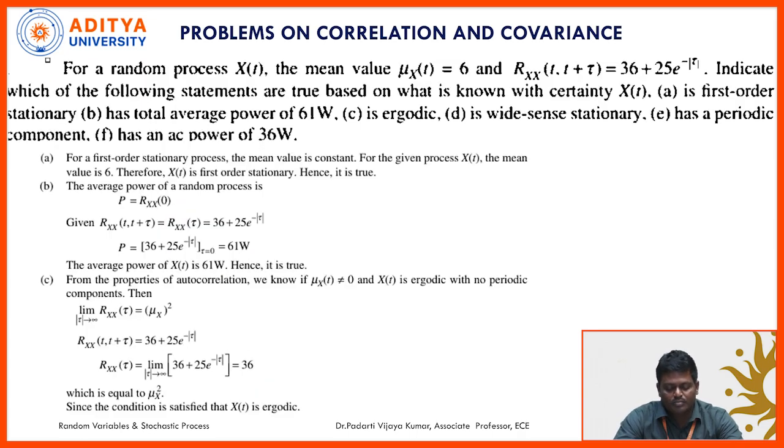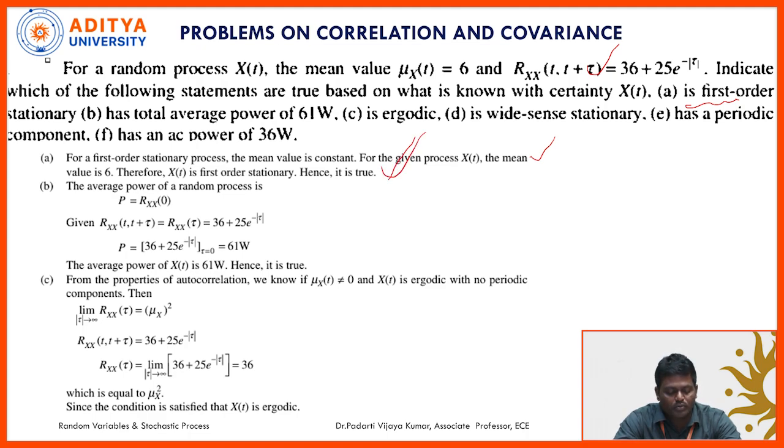Next, one more practical problem. For a random process X of t, the mean value is given and the correlation function is given. We need to compute and verify whether it is first order stationary or not. To verify first order stationary, the mean should be constant. The given mean is 6, so clearly it is a constant value, it is first order stationary, it is true.